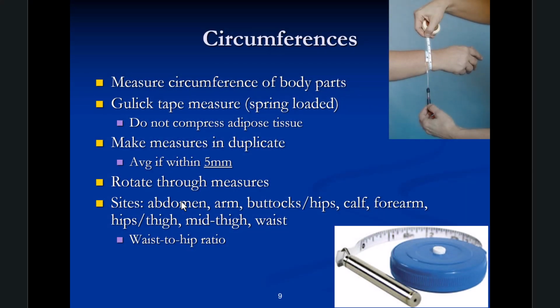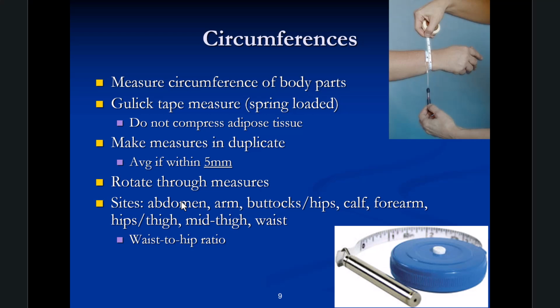So one of the things that we can do that doesn't give us a direct index of body composition, but just kind of gives us an idea of the size of different parts of the body, we can do circumference measures. So we simply measure the circumference of different body parts. When we do this, we use a tape measure, preferably a Gulick tape measure that has a spring in it where you can standardize the amount of tension that you're putting on it.